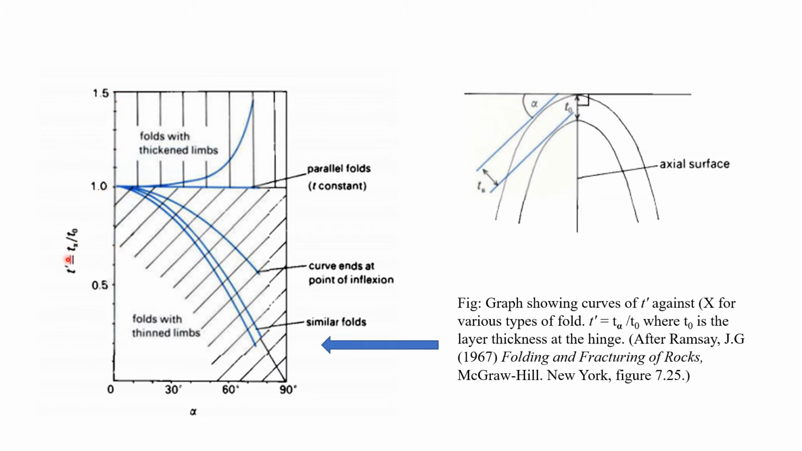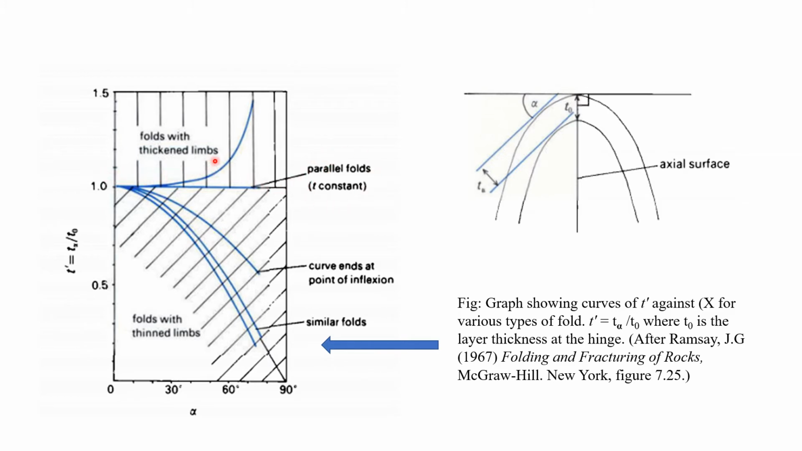If this T dash value is equal to 1, that represents that denominator and numerator have the same value. It means T0 and T alpha are the same. If T0 and T alpha are the same for each alpha value, this means the layer parallel thickness of the fold is constant, and that type of fold is known as parallel fold. So on this line of T dash equals 1, we have parallel fold.